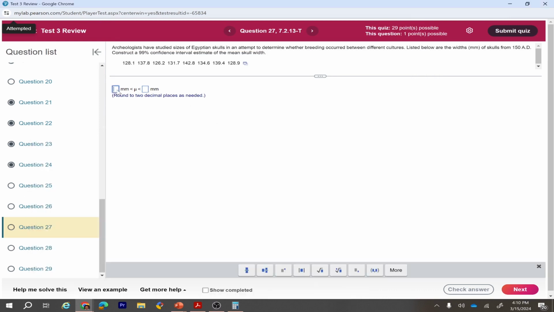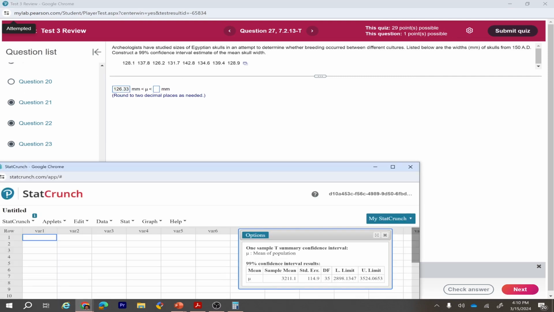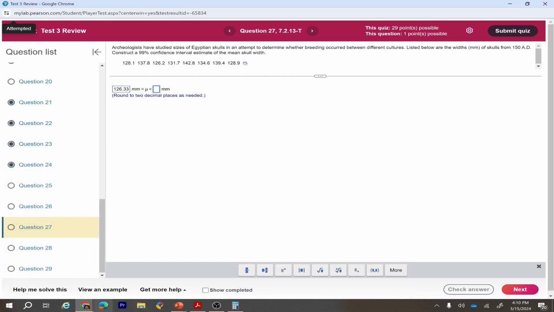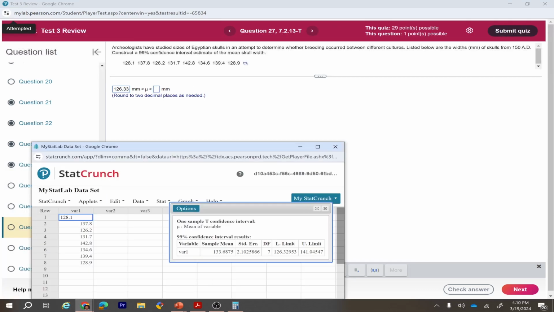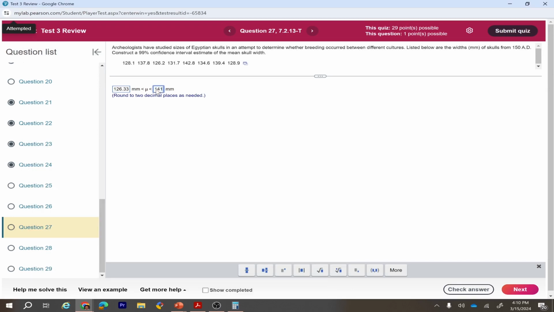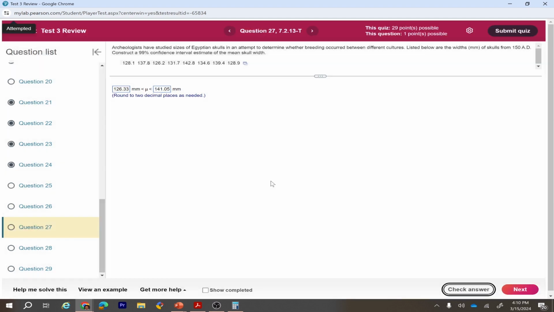The lower limit is 126.33, and the upper limit is 141.05 if you round it to two decimal places. Okay.